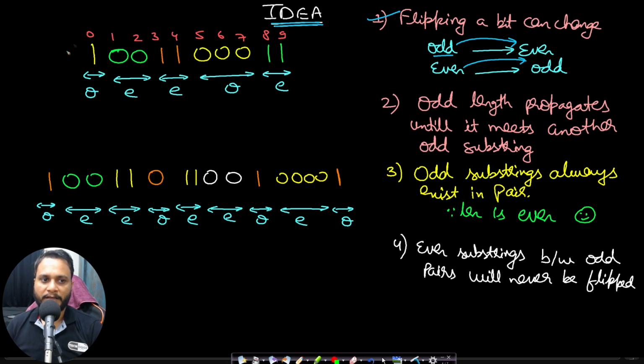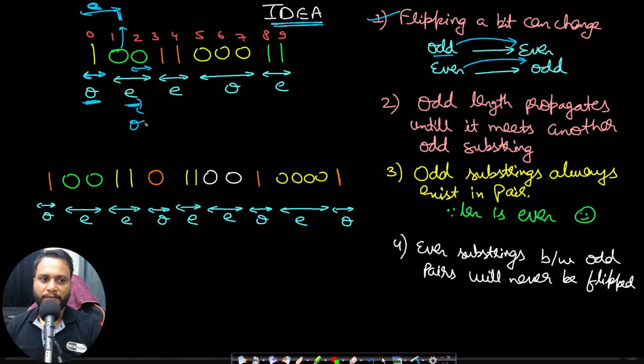Let's see. In our example, I have taken a 10 size string. The first substring here is of length 1, so this is an odd length. Now if you see this 00, which is beside the odd length string, then it is of even length. Now if you just flip this 0 to 1, then this odd length substring will suddenly become an even length substring, which is of length 2. But then whatever was of even length will now become of odd length because it just has a single 0 now, right? So flipping a bit can actually change an odd length substring to even length substring and an even length substring to an odd length substring as well.